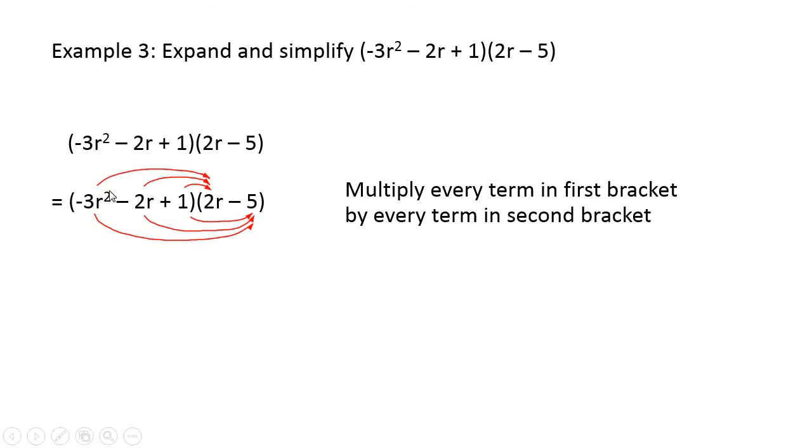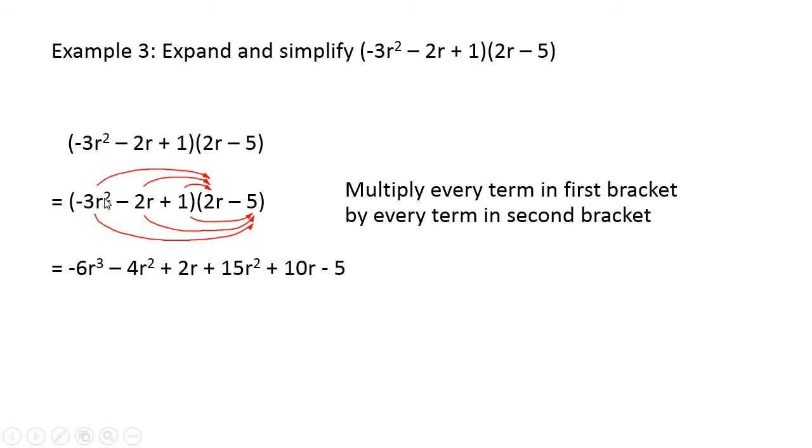So here, I'm just making sure that I multiply the 2r here by this term, by this term, by this term, and then the negative 5 by this term, by this term, by this term. I'm not really following any order that you always use. Just make sure you multiply everything in one bracket by everything in the other, and you'll be covered. You'll get the same thing in the end.